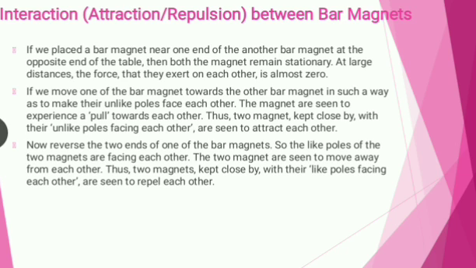Now reverse the two ends of one of the bar magnets. So the like poles of the two magnets are facing each other. The two magnets are seen to move away from each other. Thus, two magnets kept close by with their like poles facing each other are seen to repel each other.